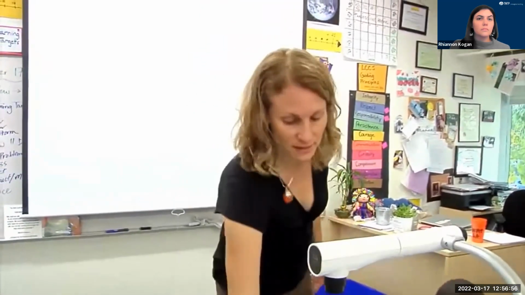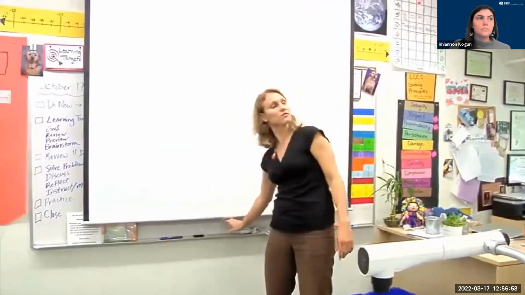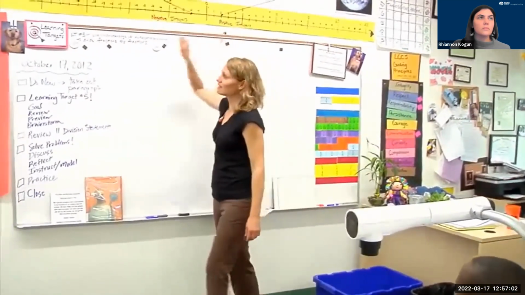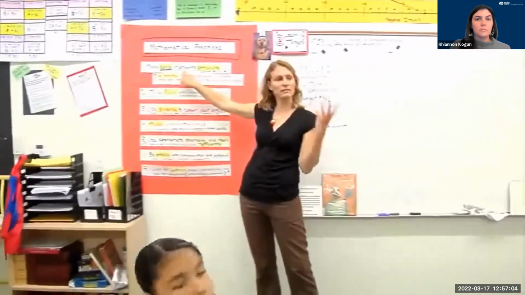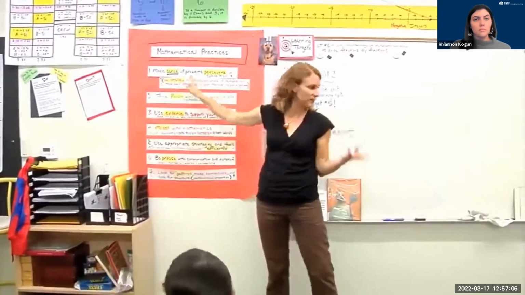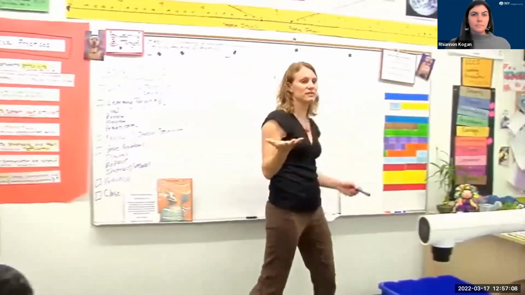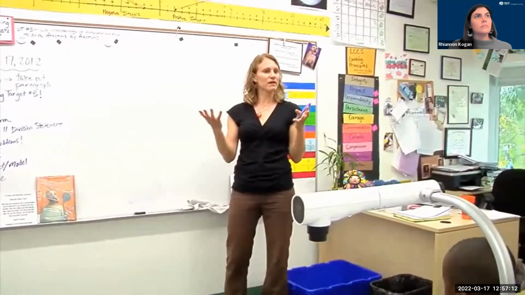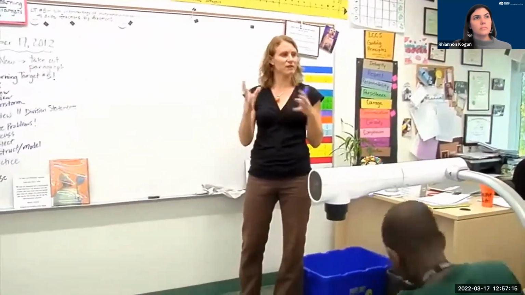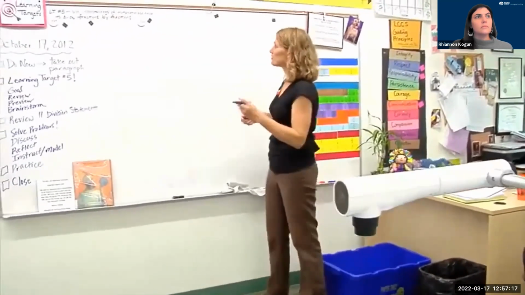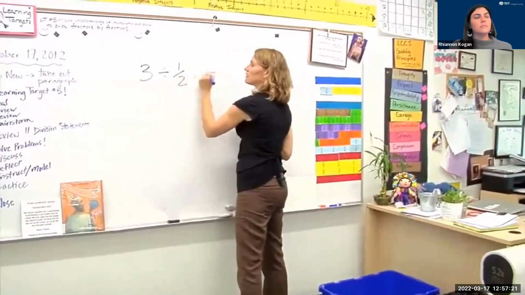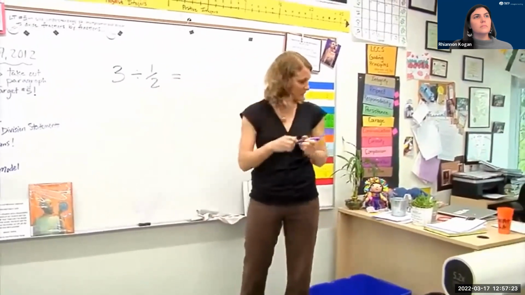What I want to do right now is talk about what mathematicians do when they are trying to make sense of a problem. We're trying to make sense of 3 divided by 1/2, and we have 2 ideas. Most of us are saying 1 1/2. Some of us are saying it's not 1 1/2, but I'm not sure what it is. And then we've got some of you that are saying it's 6. So is this our problem? Yeah.